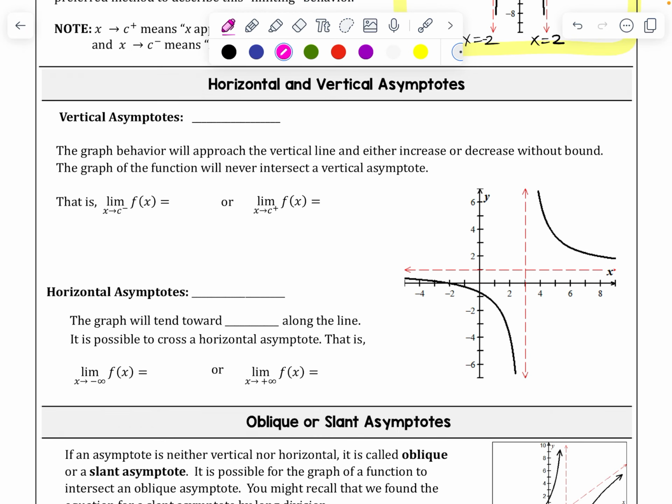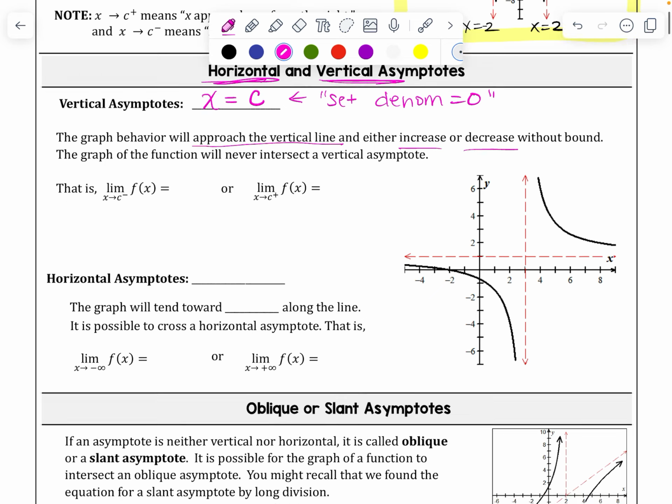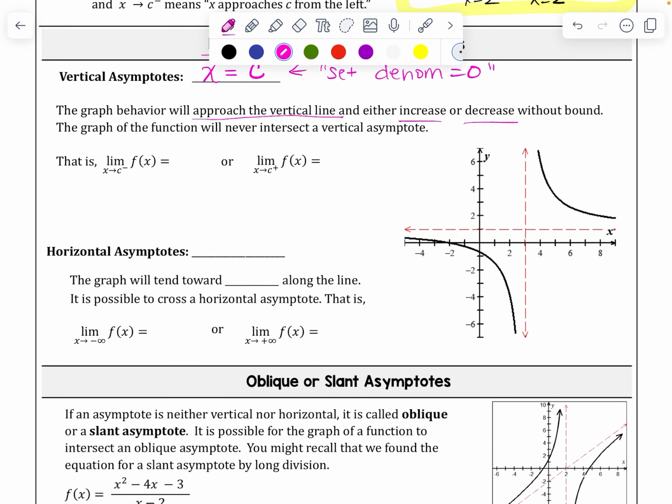So when we're talking about horizontal and vertical asymptotes, vertical asymptotes always look like a vertical line. So x equals some value of c where c is a constant, okay? The way that we get this is we're going to set the denominator equal to 0 and solve, okay? So the graph of the behavior will approach the vertical line and either increase or decrease without bound, which means it'll move forever. So how do we describe that?